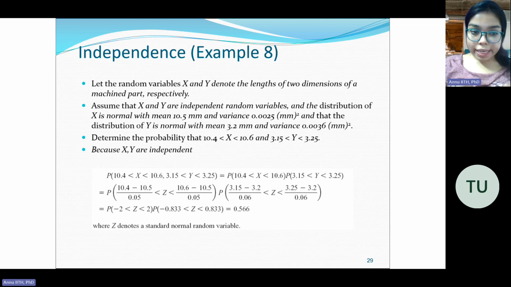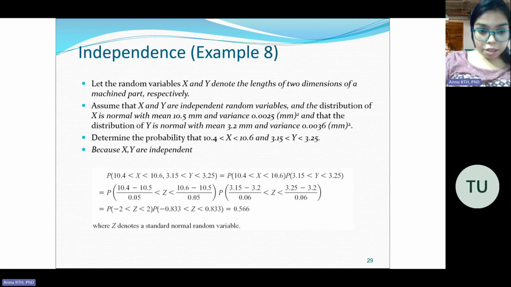Let the random variables x and y denote the lengths of 2 dimensions of a masked part. Assuming that x and y are independent random variables, and the distribution of x is normal with a given mean and variance, we have to determine this particular probability. Do you think we have to calculate simultaneously? No, right? Because both events are independent. Got it? So you have to calculate independently and just multiply.